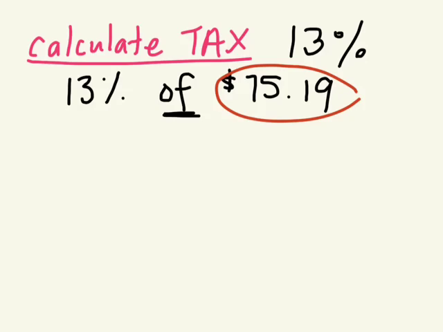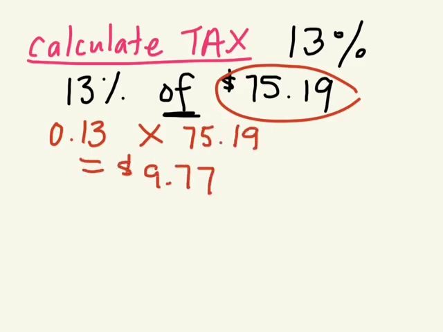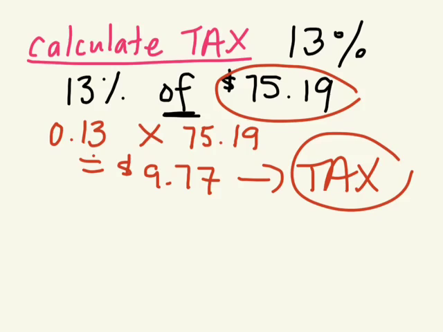What do I need to do with this 13%? Turn it into a decimal, so it becomes 0.13. What's the operation? Right. What does that equal? So $9, and we round it off to the nearest penny, 77 cents. Well, that's how much tax we have to pay, right? The government's taking $9.77 from this amount.